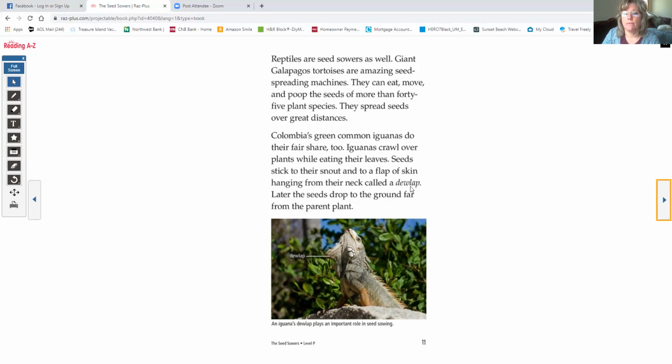So dewlap, how do I figure out what dewlap means? There are a couple of ways. I can look at the photograph and it's labeled right here, dewlap. It points to a part of the neck of the iguana. I go back up, I look around the word, I read that sentence again and see if the author has defined it. Seeds stick to their snout and to a flap of skin hanging from their neck. A flap of skin hanging from their neck called a dewlap. So now I know that a dewlap is a flap of skin from the words and from the photograph.